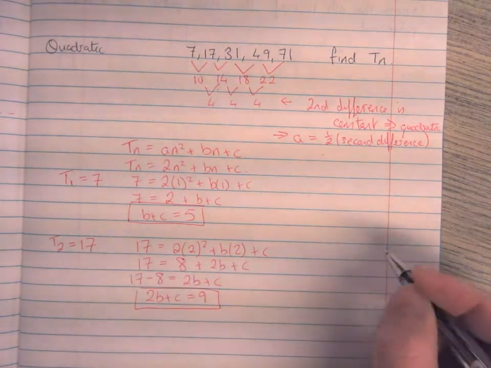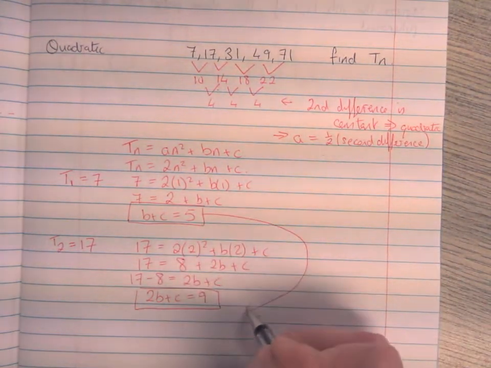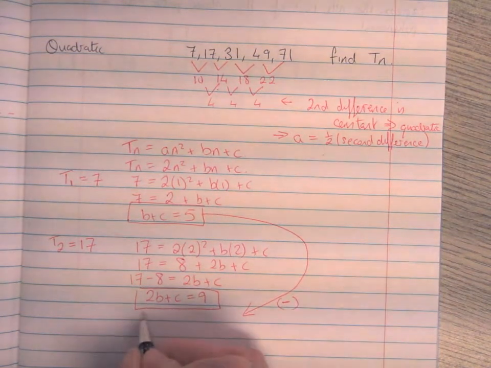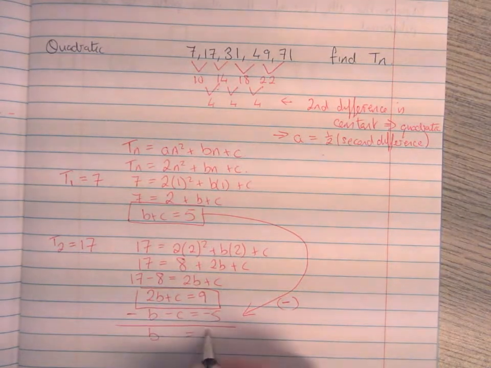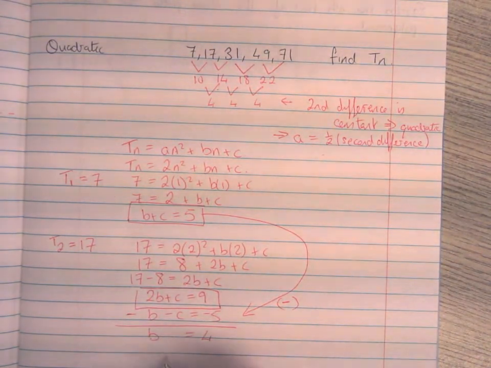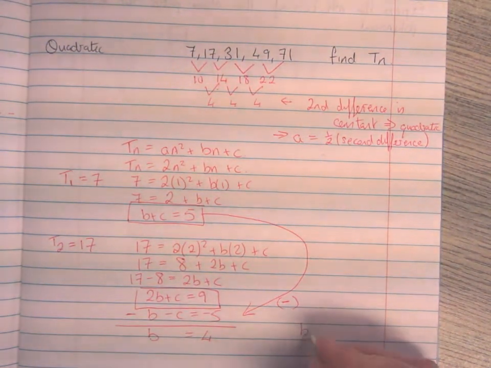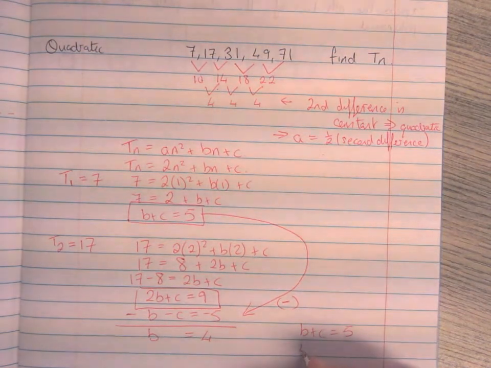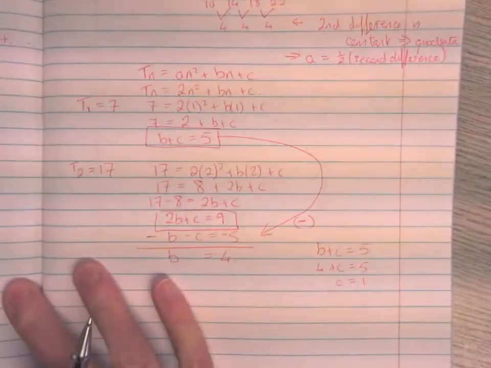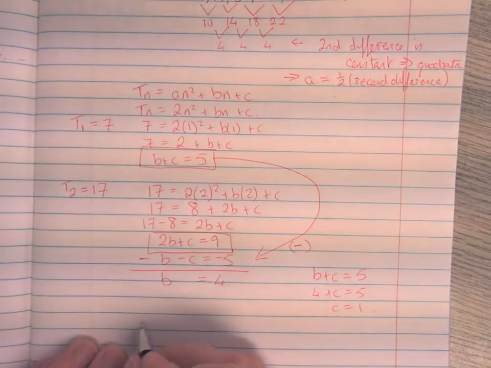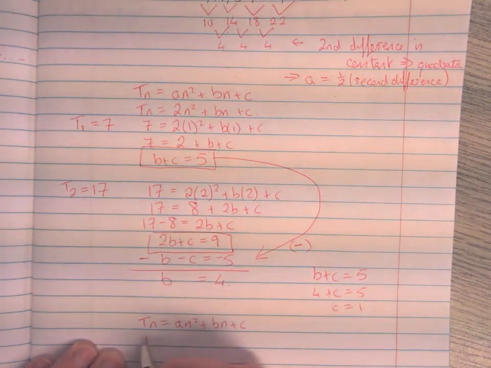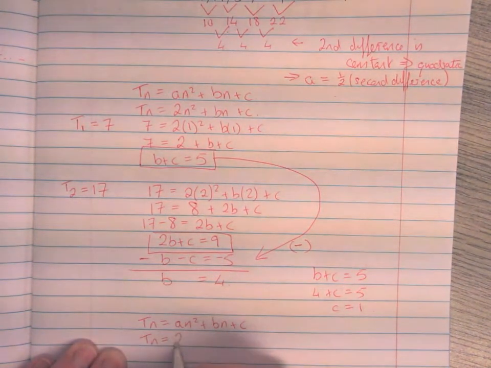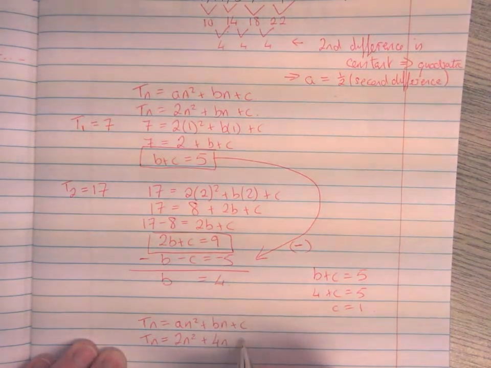Okay, so solving the simultaneous equations, bring this one down and multiply by minus. So minus b minus c is equal to minus 5. So b is equal to 4. So then b plus c is equal to 5, 4 plus c is equal to 5, so c is equal to 1. So there you have your values. So tn is an squared plus bn plus c, so tn is equal to 2n squared plus 4n plus 1.